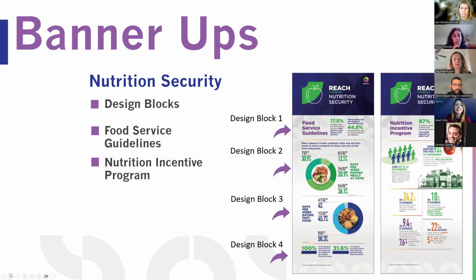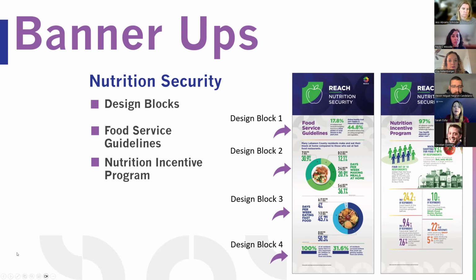Okay, next slide. You can see here our two nutrition security banner ups. If you look at the one on the left first, it's titled Food Service Guidelines. This banner up had 4 different design blocks. You can see those all organized and numbered below. This one focused on key data that highlighted strong community beliefs in the importance of eating fruits and vegetables. We also clustered data that showed low utilization of fast food and most meals being cooked at home. And then we paired that with data that, given all of this, still less than half believed that they were eating enough healthy foods and fruits and vegetables.